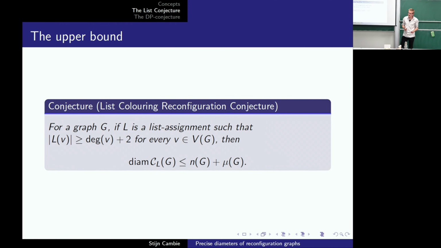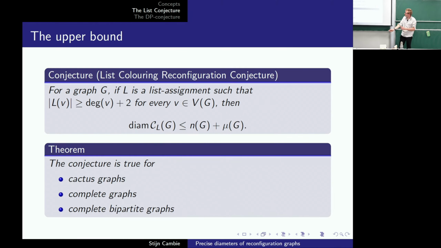So the nice list recoloring reconfiguration conjecture, or list conjecture for short, says that this is actually also an upper bound. So for any graph G and every list assignment such that the sizes are at least the degree plus 2, the diameter of our list reconfiguration graph will be at most n plus mu. And note, in certain cases, for example, if all lists are disjoint, then n is an upper bound as well. But n plus mu is an upper bound in general, which is sharp due to the previous proposition. We could prove this in a few cases.